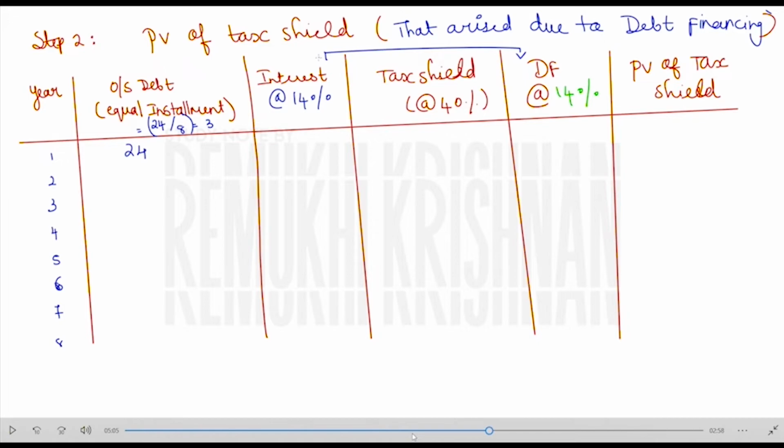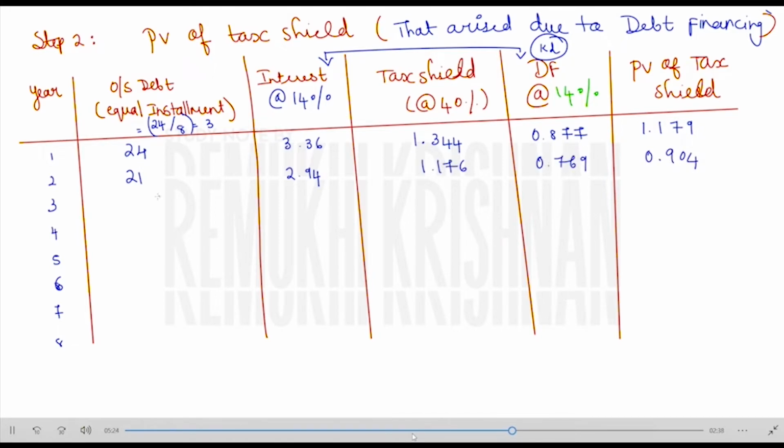So in the first year, at the beginning of the year, I have 24 lakh, right? The interest comes to be 14%. The same percentage is my cost of debt. Your tax rate is 40%, right? After computing that, I arrive at the tax shield of 1.344. Then I find my discounting factor using the formula 1 divided by (1 plus k) the whole power n. By doing everything, I will have my present value of tax shield.